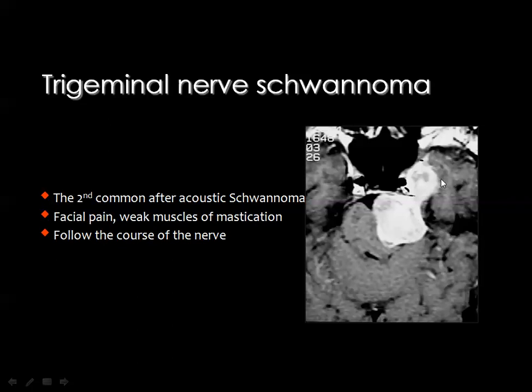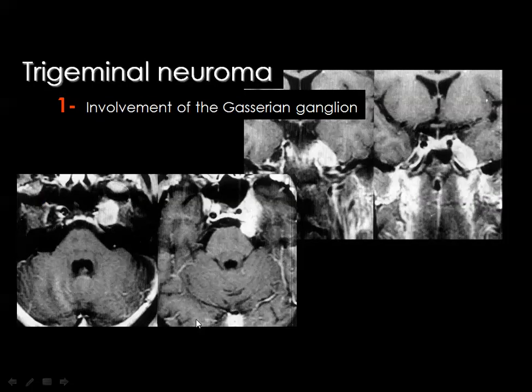And in order to diagnose trigeminal neuroma, the first sign is that you cannot identify the Gasserian ganglion separable from the tumor. This is the normal Gasserian ganglion found posterior to the cavernous sinus, but on the site of the tumor, you cannot see the Gasserian ganglion. If you see the Gasserian ganglion adjacent to the tumor, then think of other diagnostic possibilities like parasellar meningioma, for example. And this is a trigeminal neuroma.